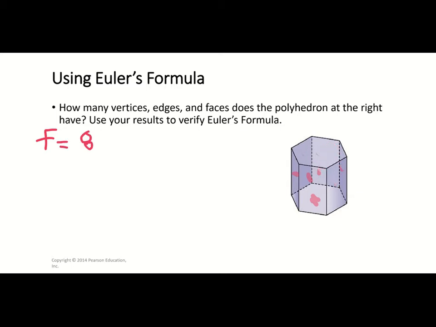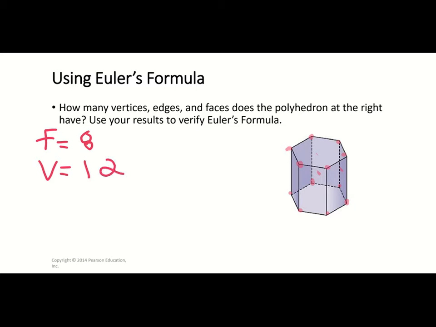All right, and then next, let's look at vertices. Those are your corners. So vertices is equal to 1, 2, 3, 4, 5, 6. And then on the bottom, we have 6 more, 1, 2, 3, 4, 5, 6. So together, 6 plus 6 is going to give me 12 vertices.